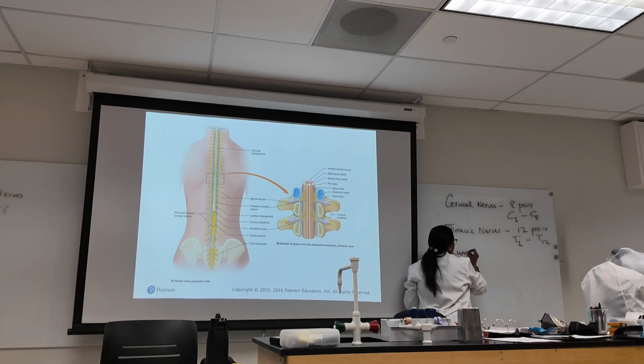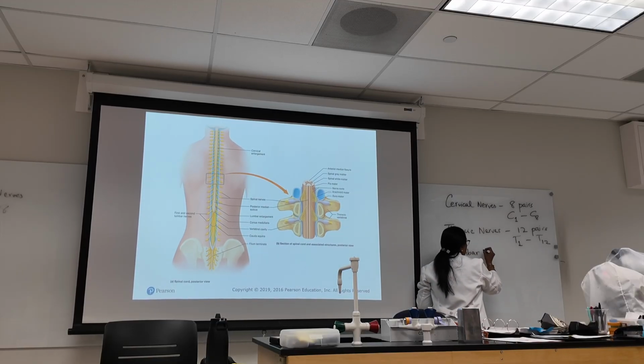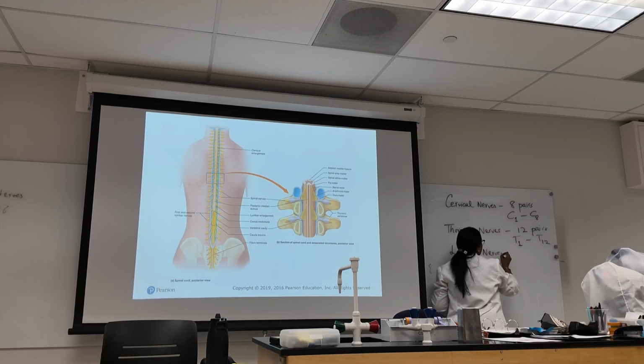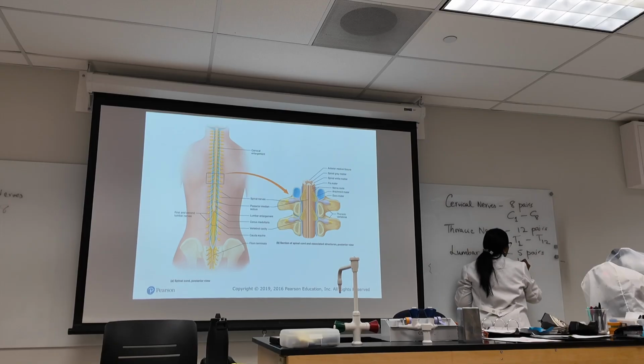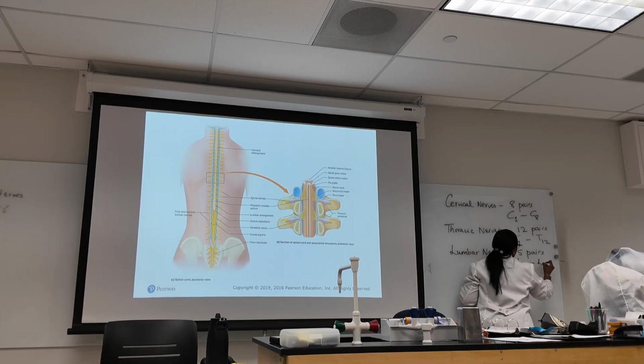Lumbar, we have 5 nerves. So lumbar, we have 5 vertebrae. We have 5 pairs of lumbar nerves, L1 to L5.